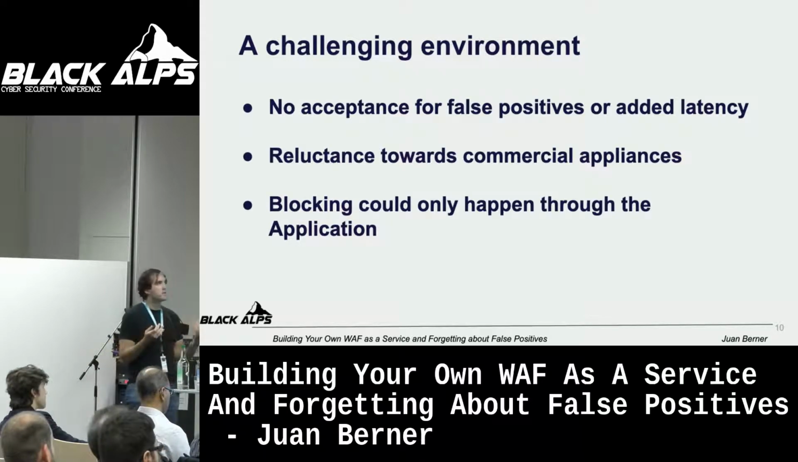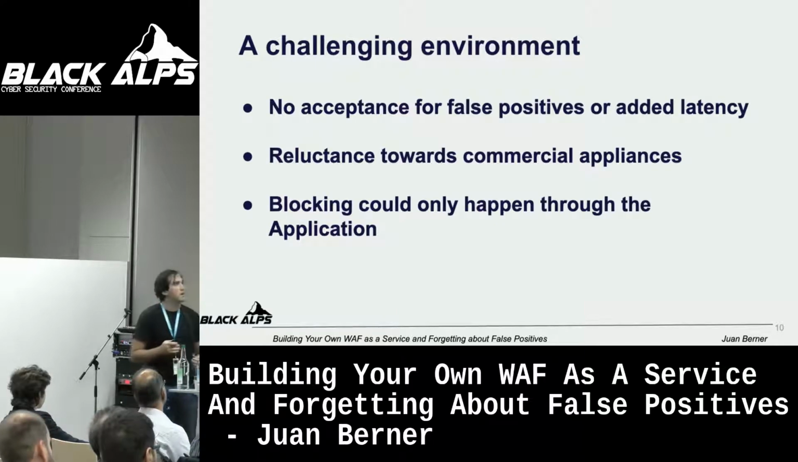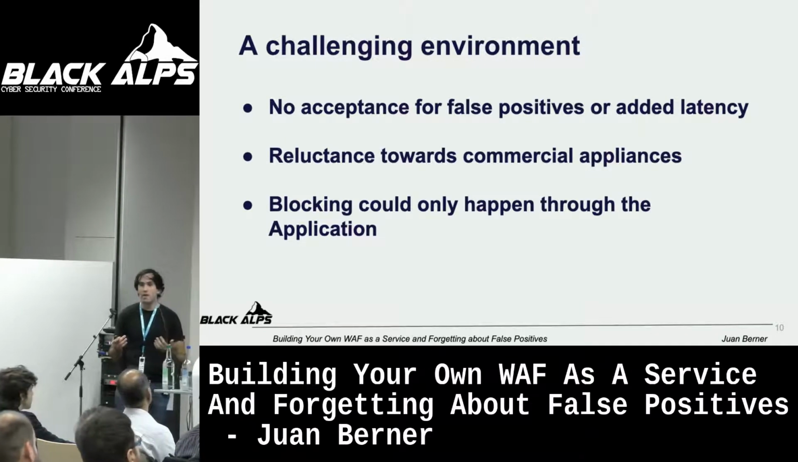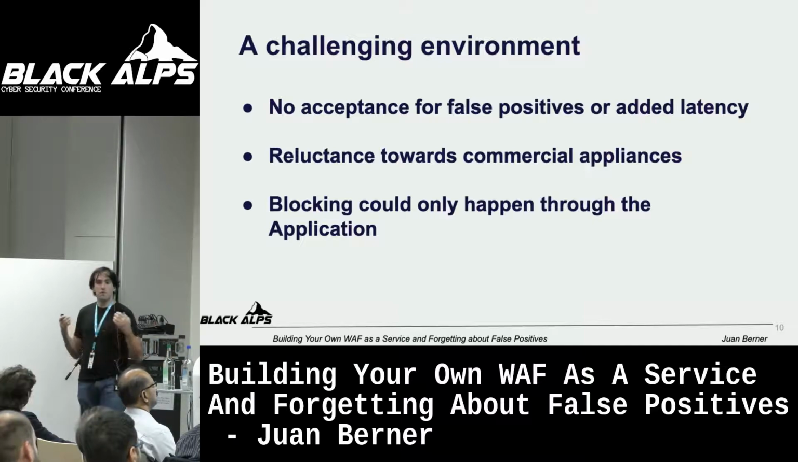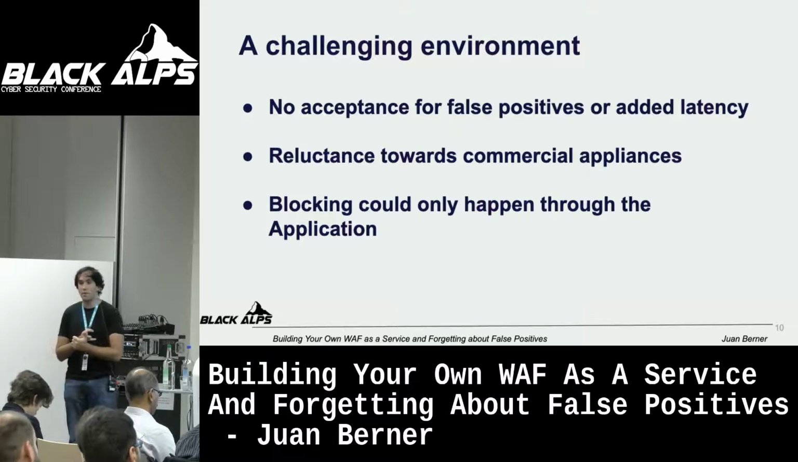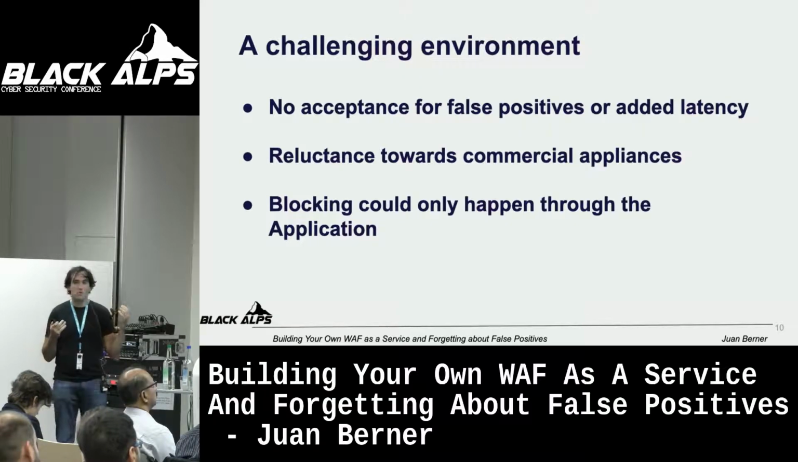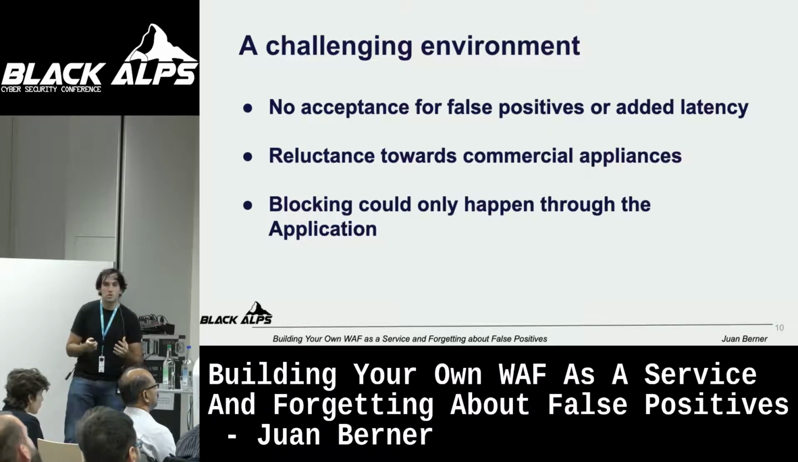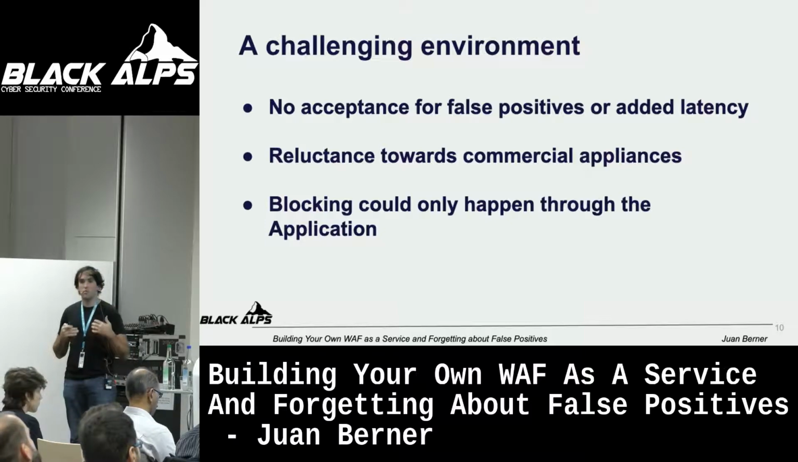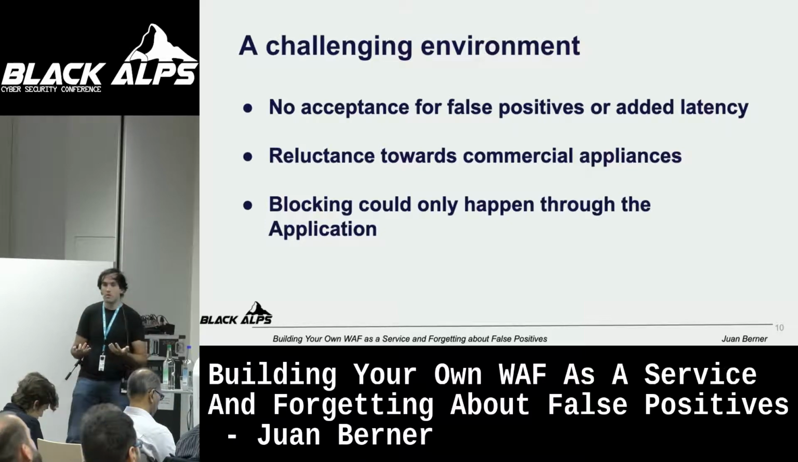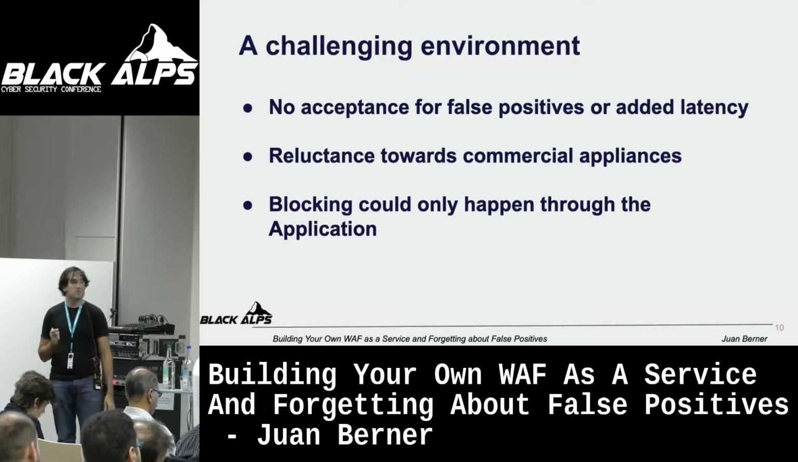So how did this talk start? I was working at Booking.com in a very challenging environment. There was no acceptance for false positives or added latency, which means that we didn't have a WAF, and we needed something that would not add any latency to any of the applications and would not block any users at all. And there was a lot of reluctance towards black box solutions. So this was also about how to present a solution that the developers might feel comfortable with, where the application might block based on this WAF, and also solve these problems of latency and false positives.